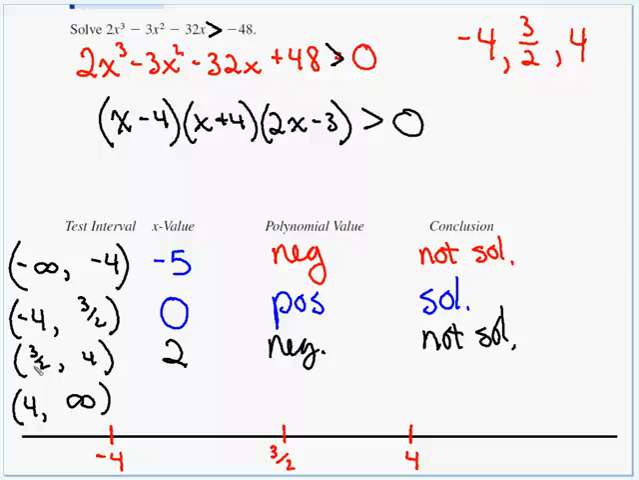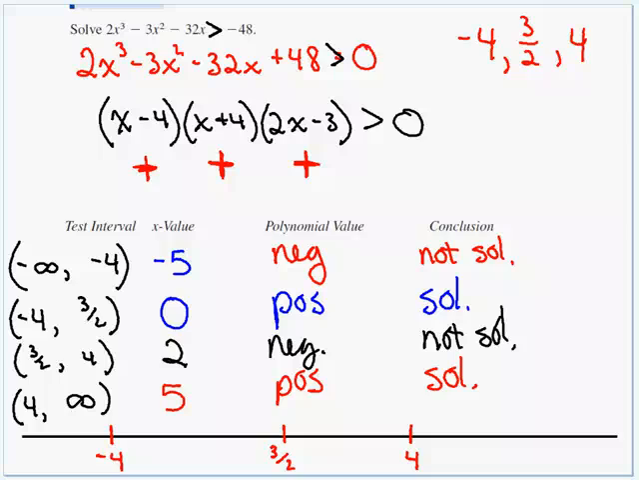The last one. Between 4 and infinity, you can pick any number. I just picked 5. 5 minus 4, that's positive 1. 5 plus 4, that's also positive, positive 9, but the number doesn't really matter. 2 times 5 is 10. 10 minus 3 is positive. So positive times positive is positive. Is a positive number greater than 0? You bet it is. So that is going to be part of the solution.